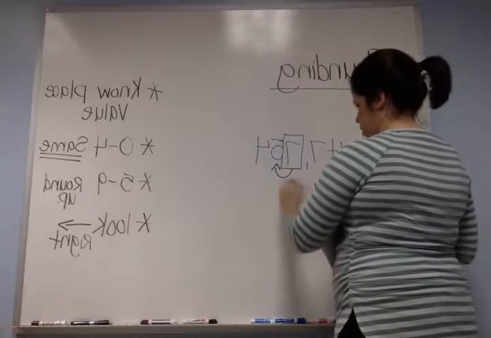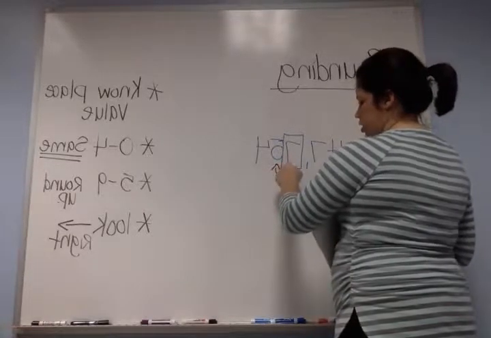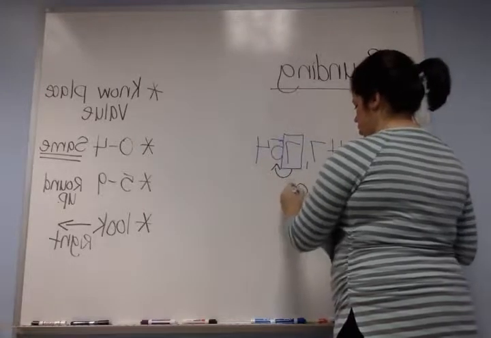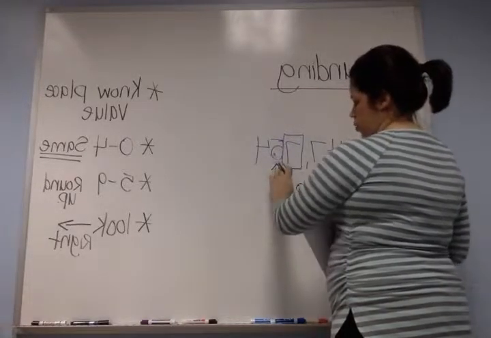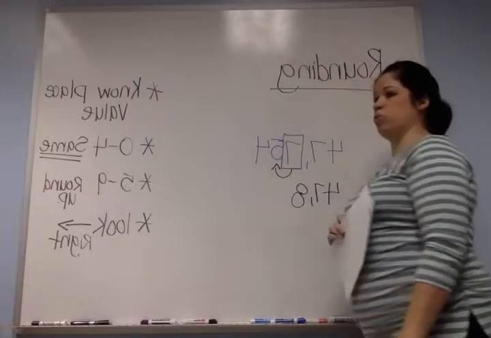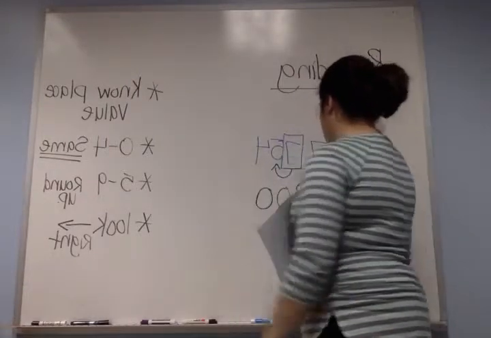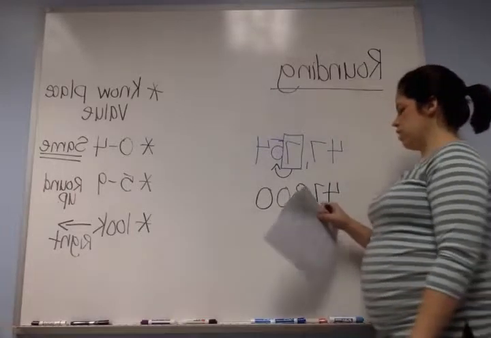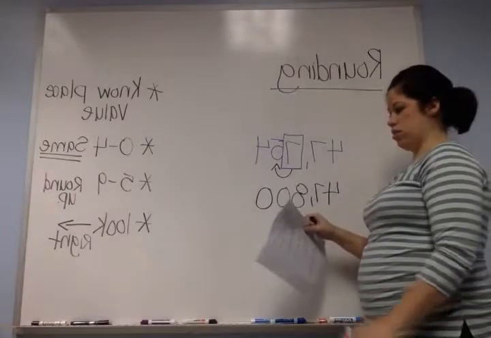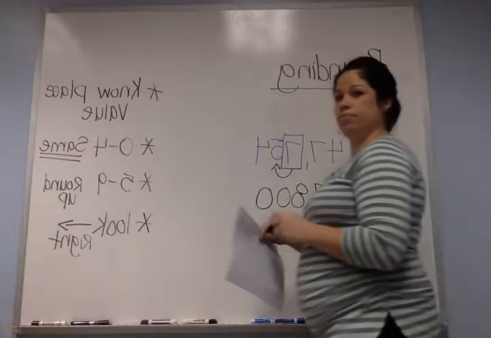47,000. We're rounding up. What's that 7 going to be? It's going to turn to an 8. And what happens to the numbers behind it, to the right of it? That's right, you're going to leave them as 0. So what does that round to? 47,800. Are there any questions?